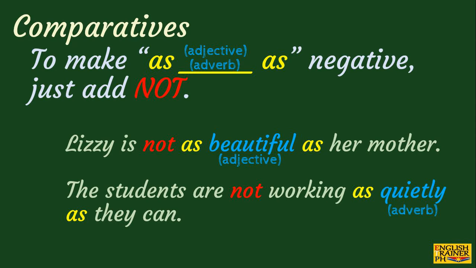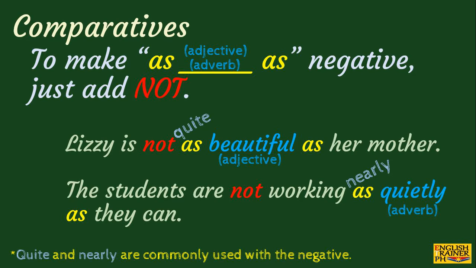We can also do the same for the second example, so we can say that the students aren't working as quietly as they can. You can contract the auxiliary verb and the word not to make you sound more fluent. We can also use modifiers like quite and nearly for the negative.